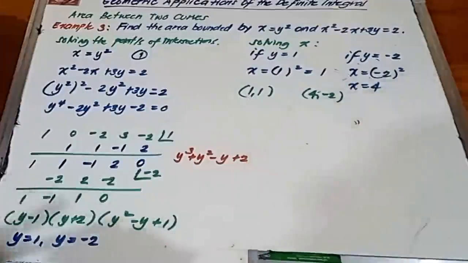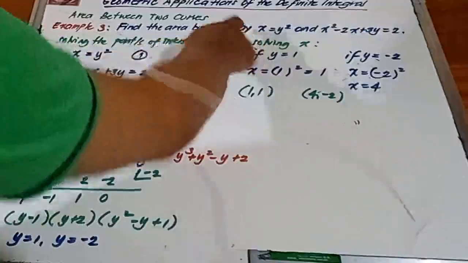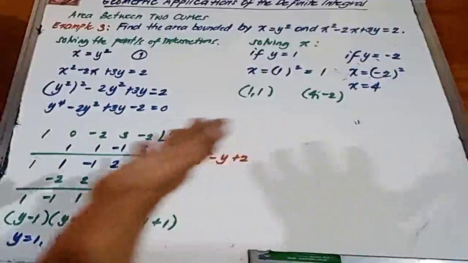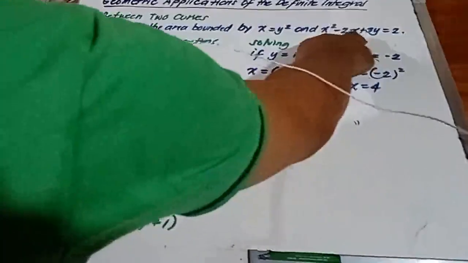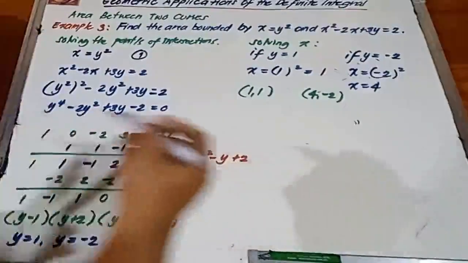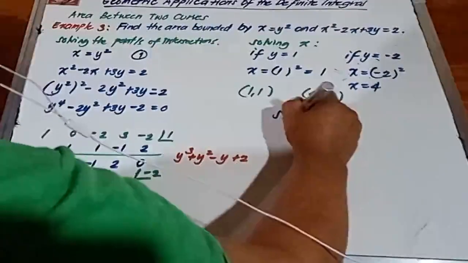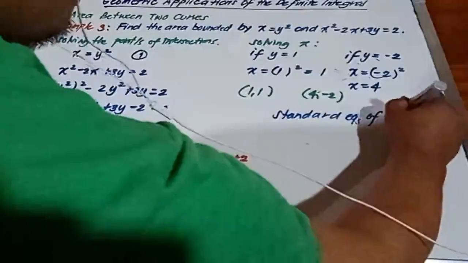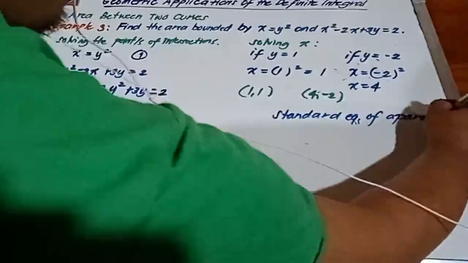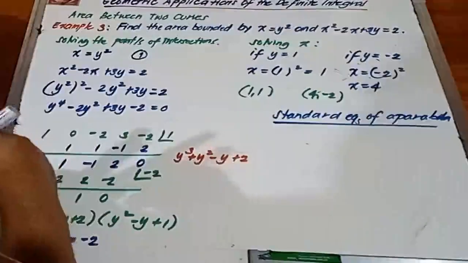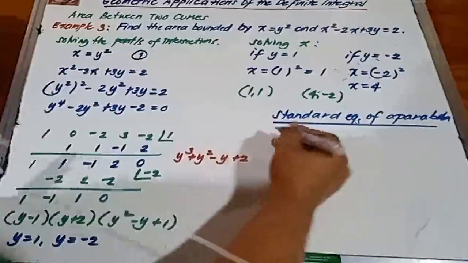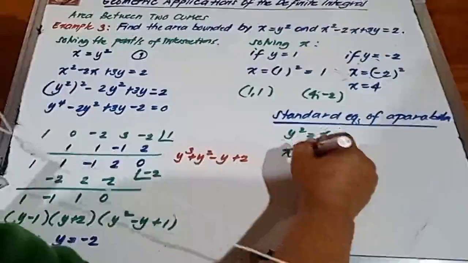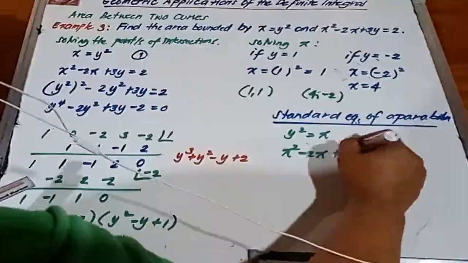Yan. Okay. Now, ang graph nitong first equation natin is a parabola with vertex at the origin, axis of symmetry along the x-axis, opens to the right. Try natin ito. Ilagay natin sa standard form. Standard form o standard equation of a parabola. Yung una, wala nang problema kasi nasa standard form na siya. Okay? That is y squared is equals to x.